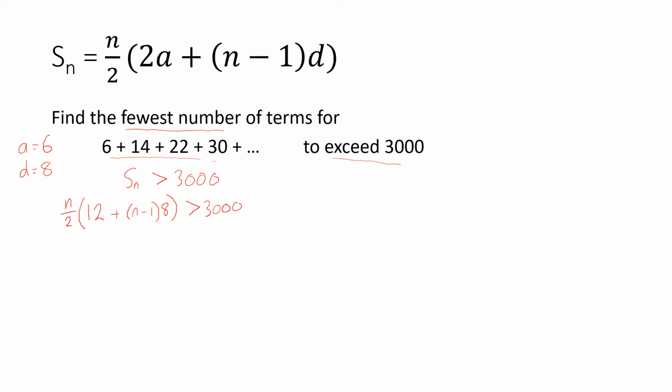Now, there's lots of ways you can deal with these brackets. I personally like just doubling both sides to get rid of this n over 2. And I'm also going to simplify the middle.